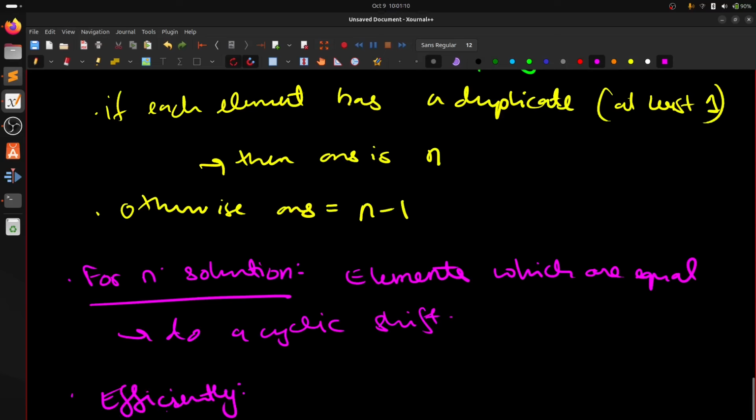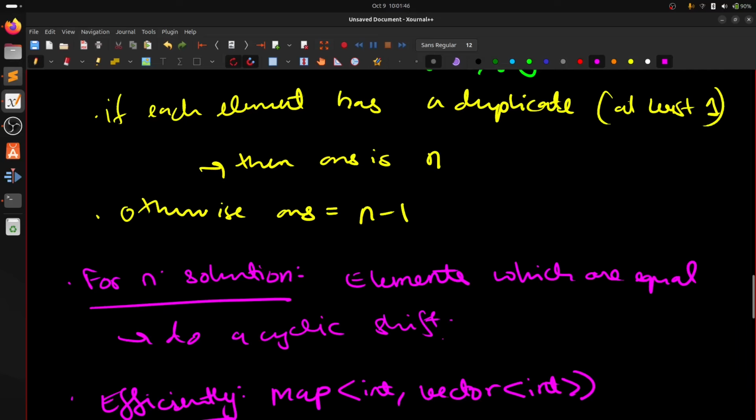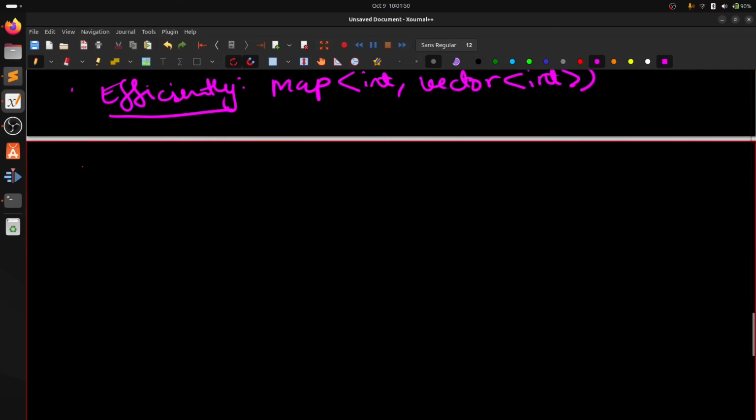To do this efficiently, we can simply use a map from each element to a vector of int of their positions. Okay, so map from int to vector of int. So what will be the time complexity of such a solution? Time complexity will be simply big O of n log n, since we're using a map, correct? The memory complexity will be big O of n itself.